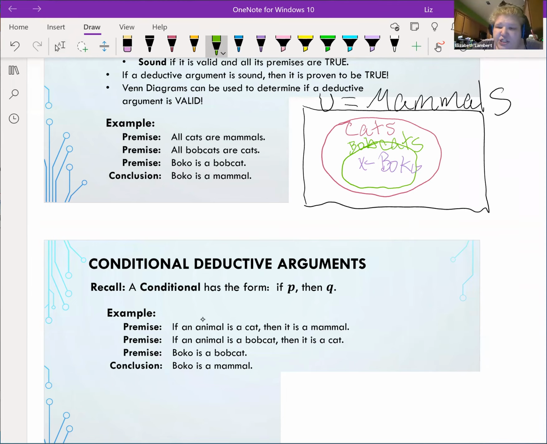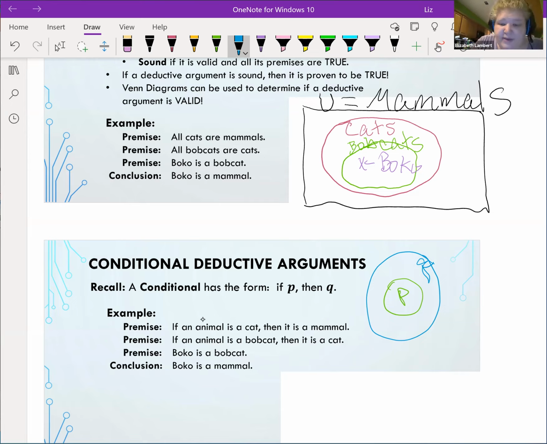So a conditional statement of this form is that anything we can classify as a P can be classified as a Q. That's my weird cursive Q. So we actually end up with the same exact diagram, but if an animal is a cat, then it is a mammal. That is the same as saying all cats are mammals. All cat animals are within the diagram for mammal.